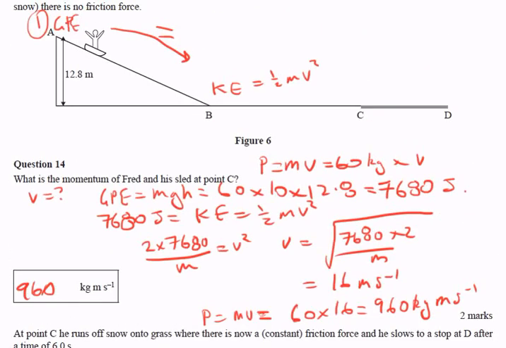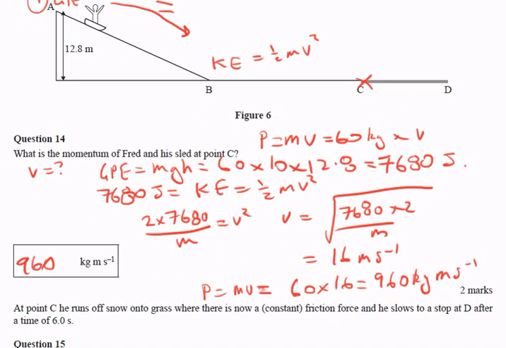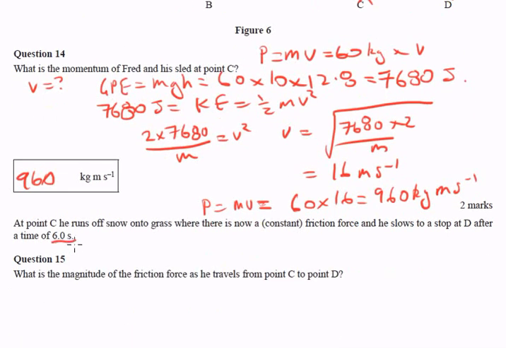Alright, point C here, he runs off the snow onto grass, and now there's a constant friction force and he slows to a stop at D after a time of 6 seconds. Right, what is the magnitude of the friction force as he travels from point C to point D?